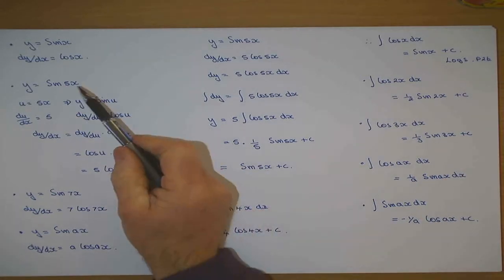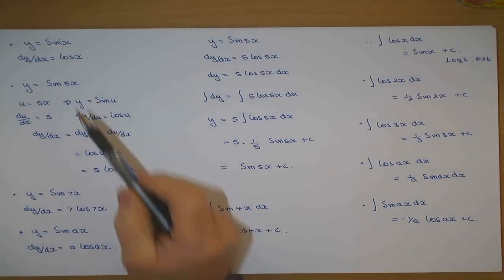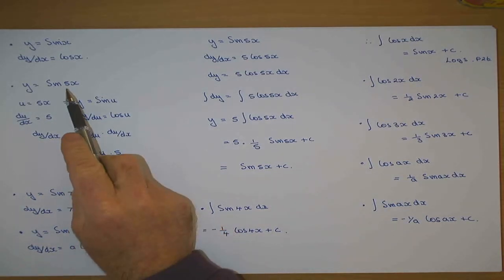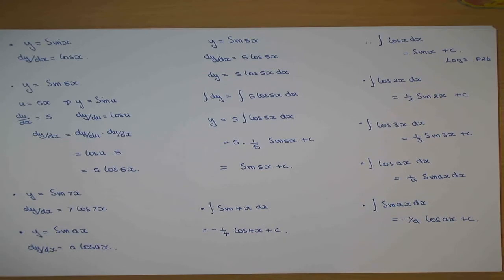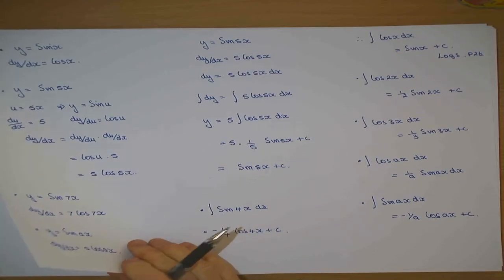So in differentiation, the 5 on the x causes what? 5 times. In integration, that 5 would cause what? A fifth. Because 5 times the fifth brings you back to where you were. Yes? Do you understand that? All right?